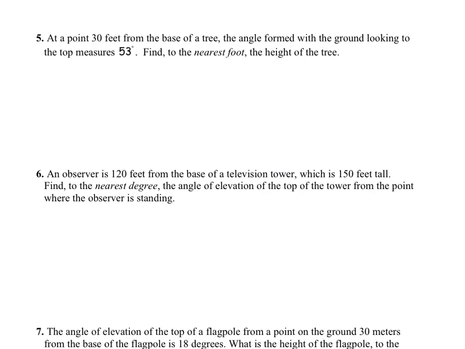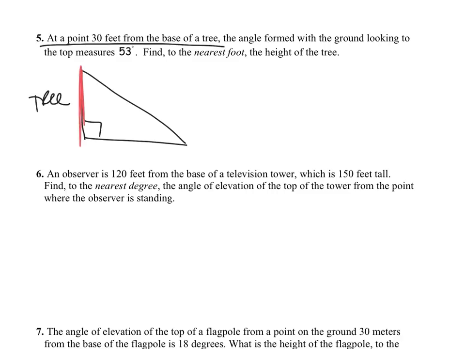Problem 5. At a point 50 feet from the base of a tree. So I'll draw my diagram. Hopefully the tree is going straight up in the air, so this height is going to be the tree. And you have a point from the base of the tree. Well, the base is the bottom, so the base of the tree is the corner by the right angle. So you have a point that's 30 feet from the base.